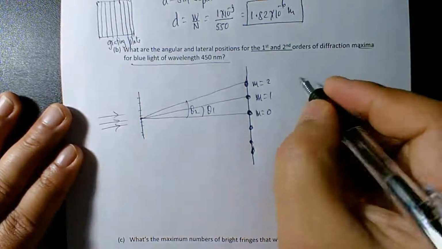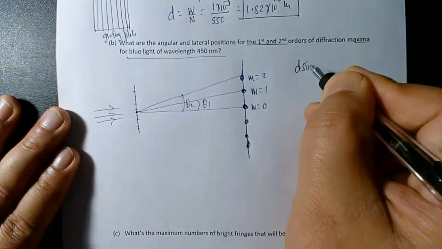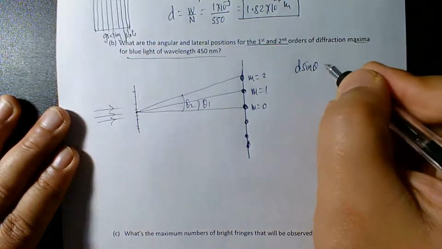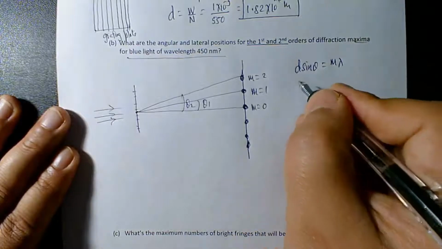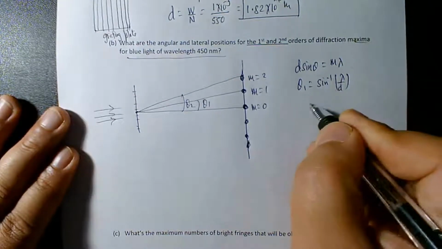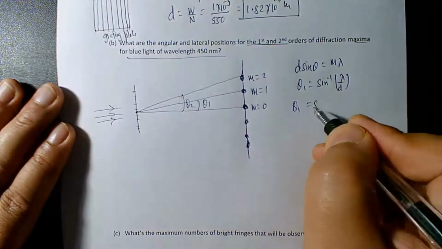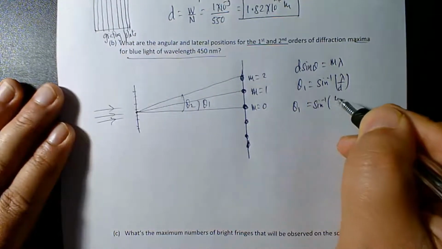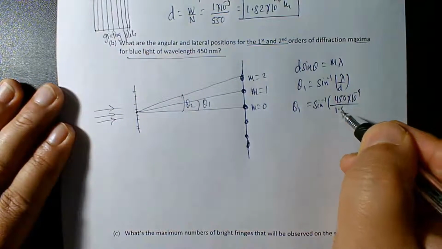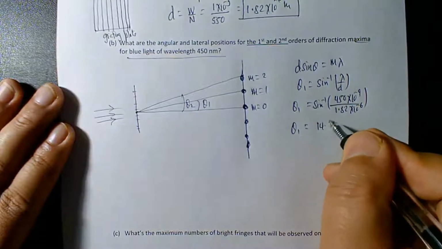We just use the condition for bright, constructive interference. These bright fringes appear because of the path difference between the light waves, and all the light from all these slits will follow this: d sine theta equals m lambda. So theta 1 is inverse sine of m lambda over d, with m equal to 1. That's the angular separation of the first bright fringe. Lambda is 450 nanometers for blue light, and d is 1.82 times 10 to the power negative 6 meters from part 1. So this is now 14.3 degrees.